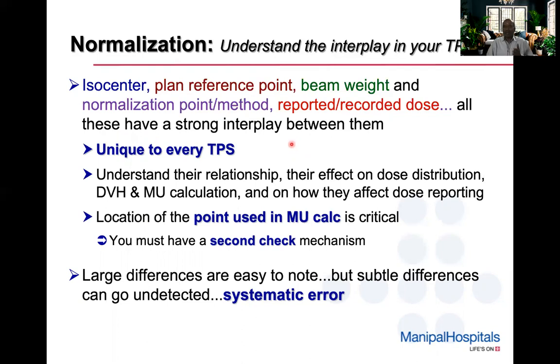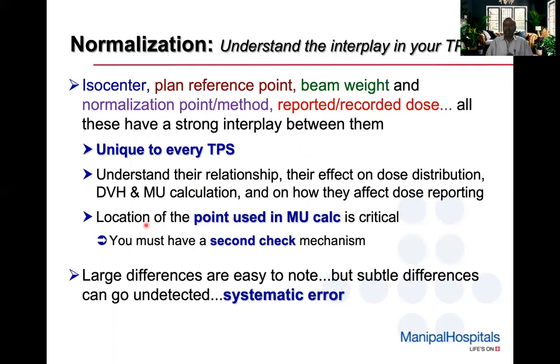We cannot say that this is how we have to do, because each planning system handles all these concepts in different ways, using different terminologies. So understand their relationship, their effect on the dose distribution, the dose volume histogram, the MU calculation, and on how they affect the dose reporting.